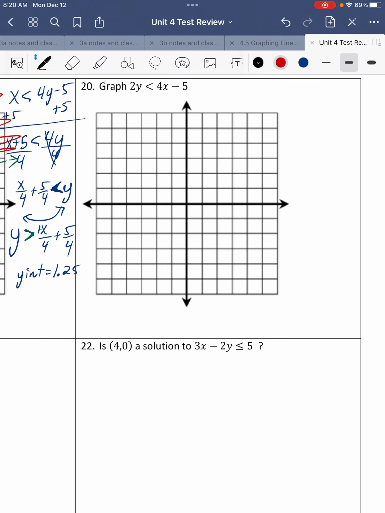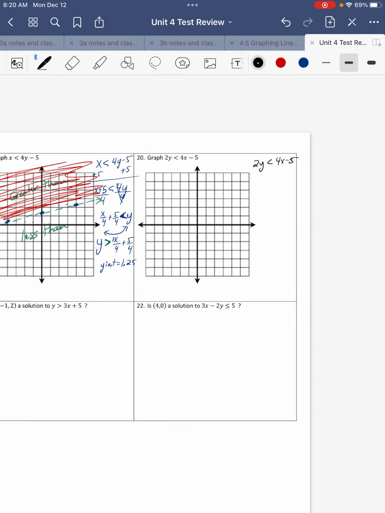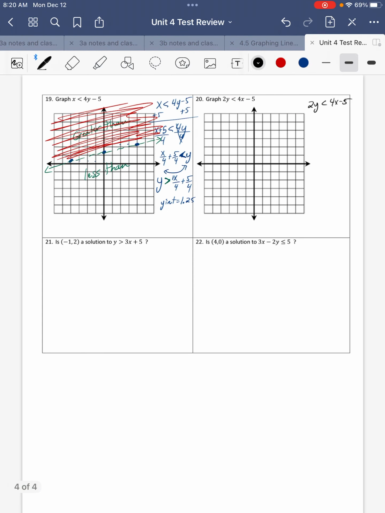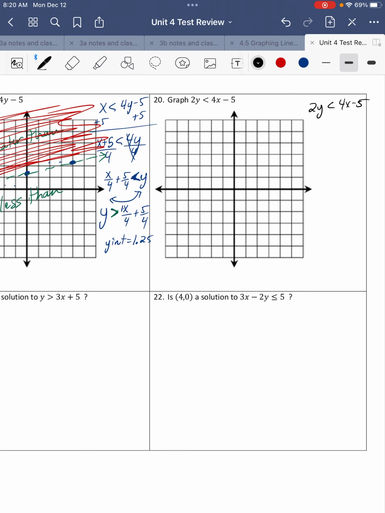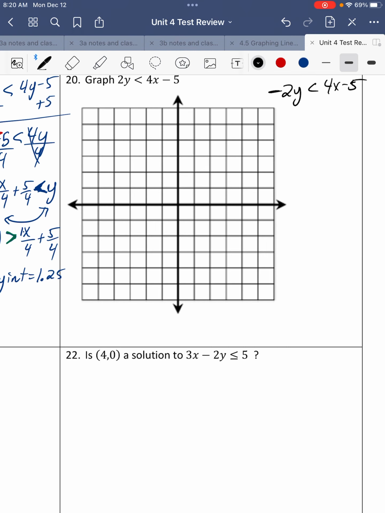All right, number 20. Isn't this the same problem as before? Yeah, it is. Oh, it's the same graph. I'm going to change it to a -2 just to change it up. We're going to divide by -2. We divide by a negative, so that switches the inequality from less than to greater than. It becomes -2x plus 5/2, because a negative divided by negative is positive. So we're going to go up 5.5, and we're going to go down 2 and right 1, down 2, right 1.